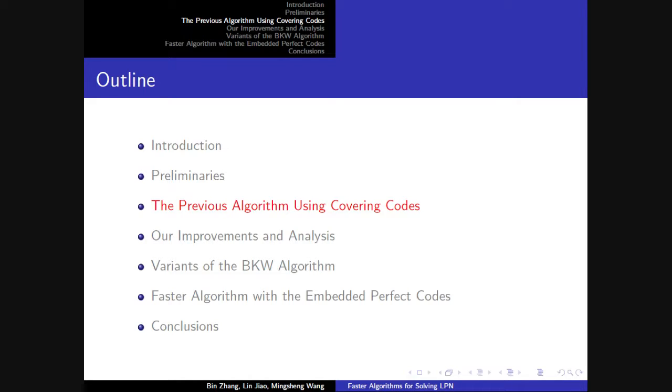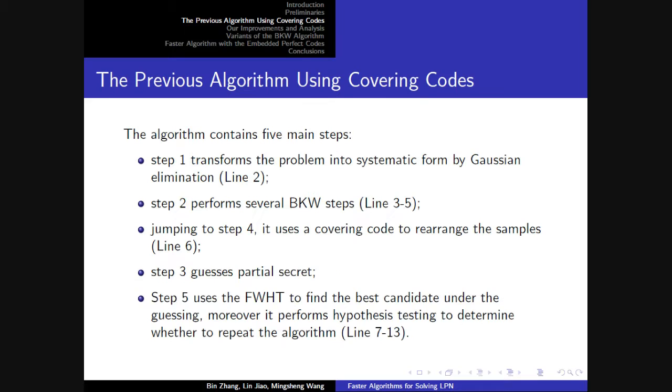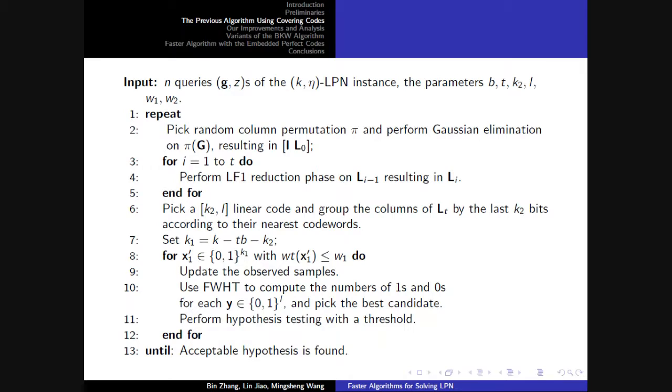Now we look at the previous algorithm using covering codes. This algorithm contains 5 main steps. Step 1 transforms the problem into a systematic form by Gauss elimination. We just choose a random column permutation and perform Gaussian elimination on this transformed matrix, resulting in this systematic matrix.